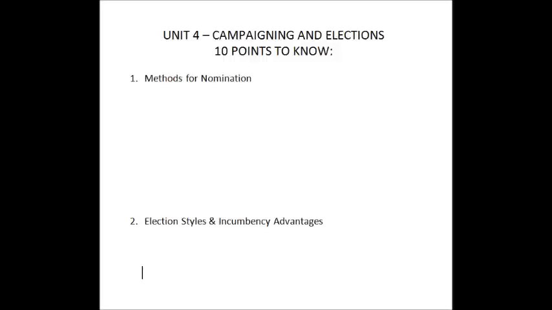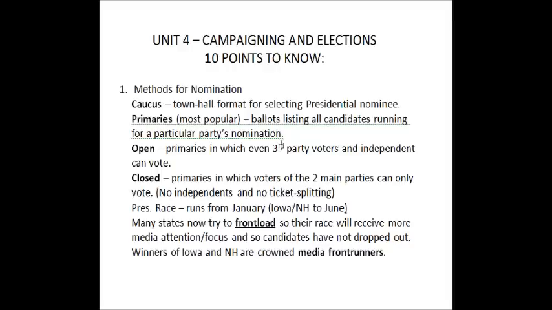10 key points to know about Unit 4 campaigning and elections. To run for President of the United States, you must first win your party's nomination. States have two methods for doing this: the caucus format, which is a small town hall format, and primary elections, which is the most popular.